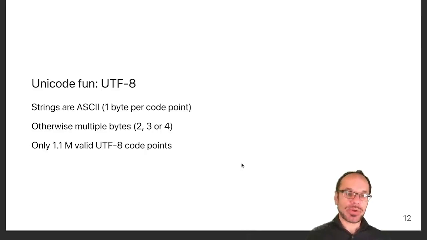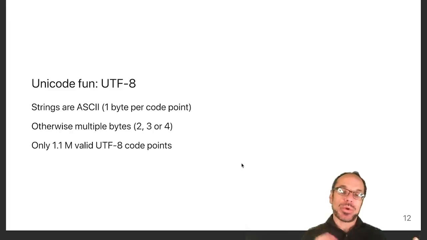The problem is that there are only 1.1 million valid UTF-8 code points, but we can use up to 4 bytes, which would suggest many more possible code points. So this means that if you just generate random bytes, they're not going to be valid UTF-8 code points.